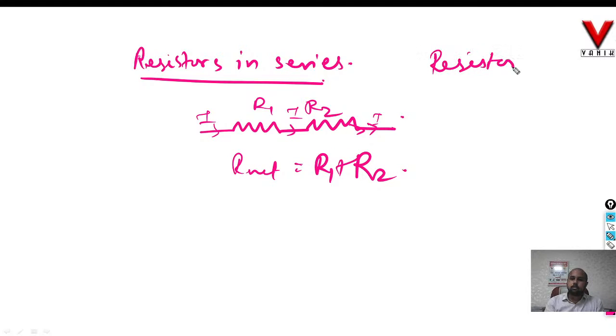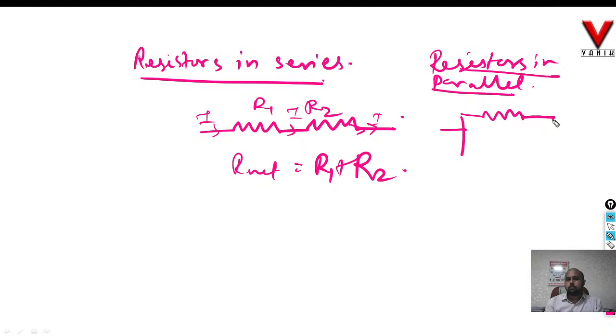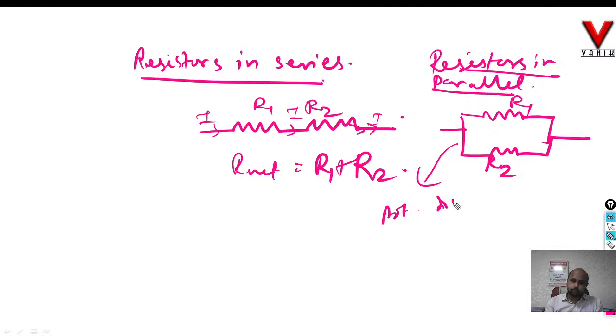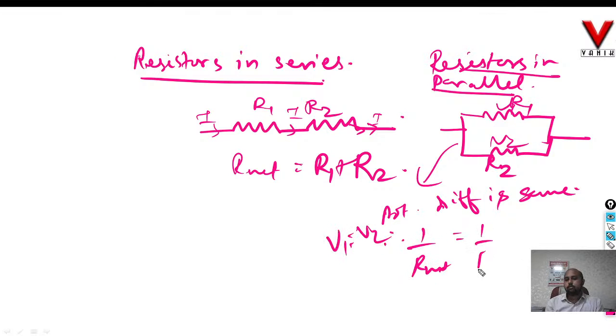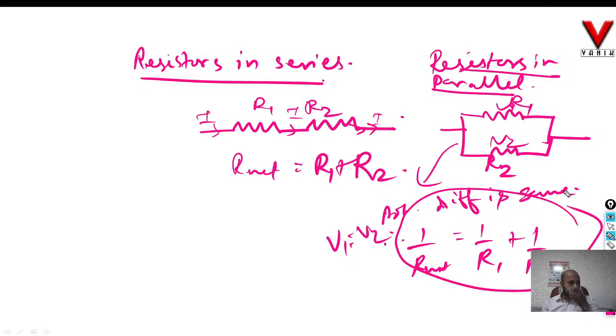So resistors in parallel. This is a resistor. This is another resistor. R1, R2. So here potential difference is same. That is, I can say here V1 and here V2. So V1 equal to V2. So 1 by R net is 1 by R1 plus 1 by R2. Okay. So if it is clear to you all.